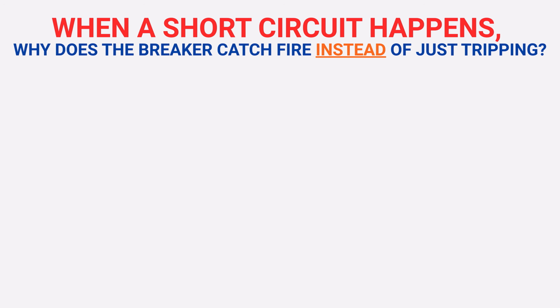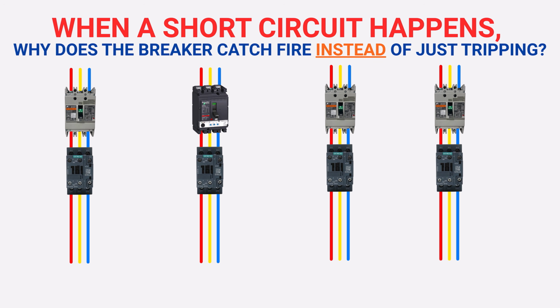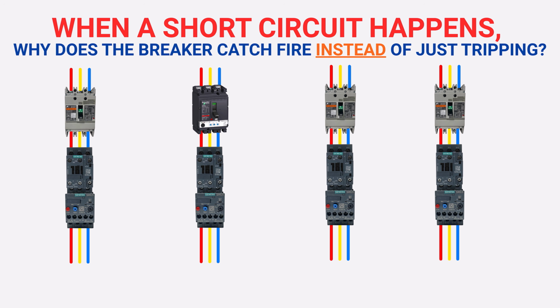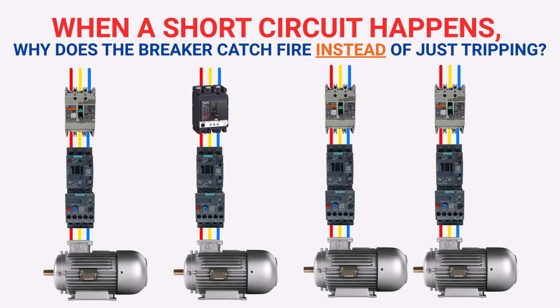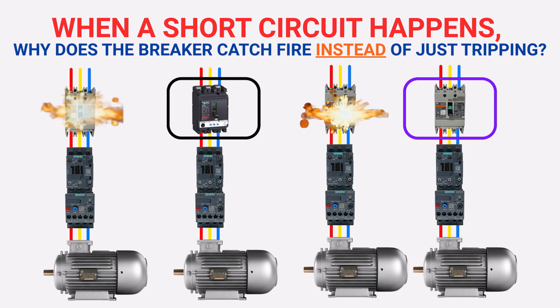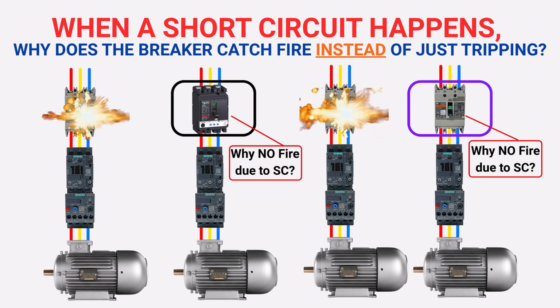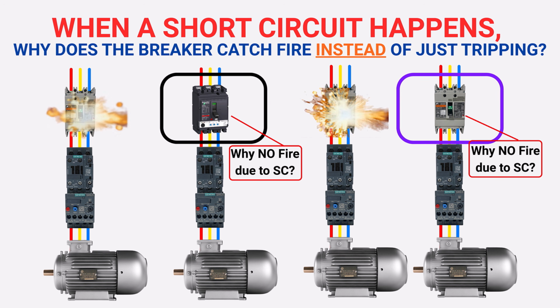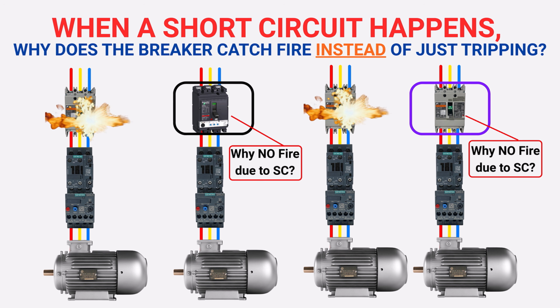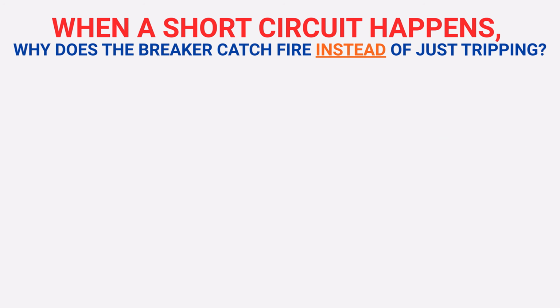During a short circuit, a huge amount of current rushes through. Way more than normal. Now, the breaker's job is to stop that current and trip. But here's the catch. Every breaker has a limit. It can only handle so much. If the fault current is stronger than that limit, the breaker just can't handle it. The parts inside get too hot. The metal contacts start melting. Sparks form inside. And that's when the breaker burns or catches fire.